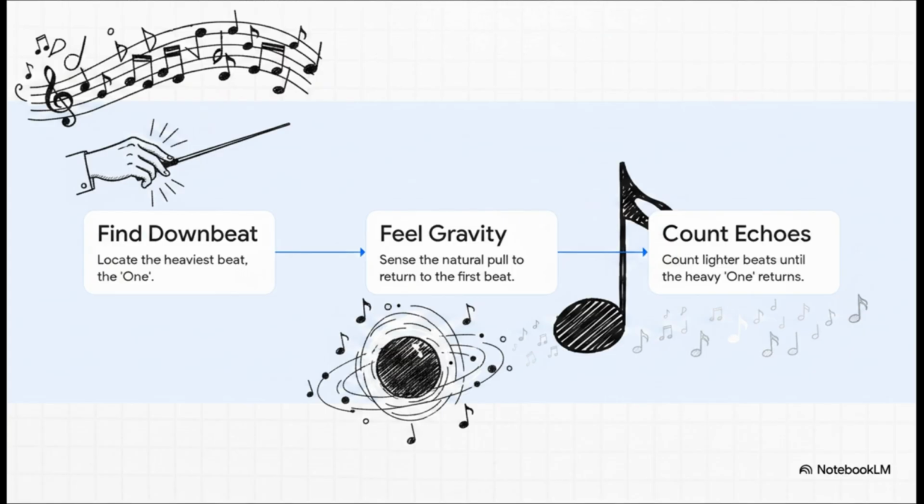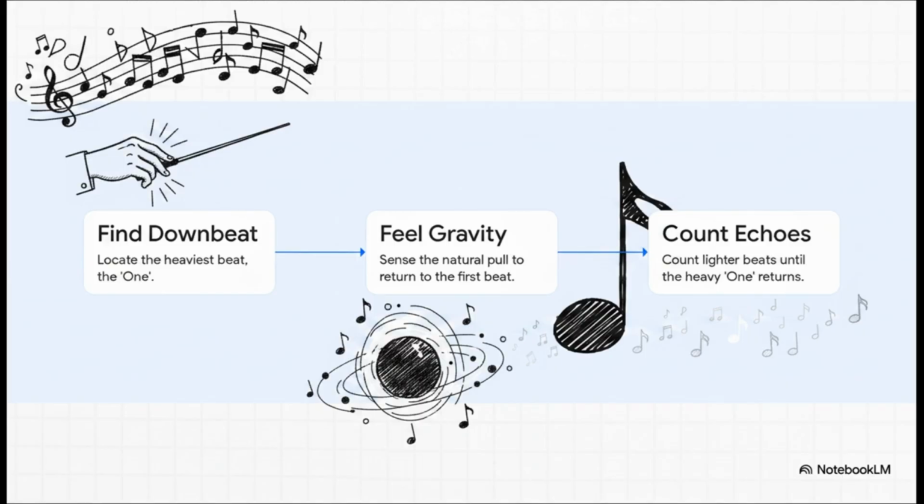Well, here is a foolproof 3-step method to find the beat using just your ears and your body. Step 1, find the heaviest downbeat. This is the one. You know when conductors wave their batons, there's always this big, heavy, dramatic movement on the one. Step 2, feel the gravity.